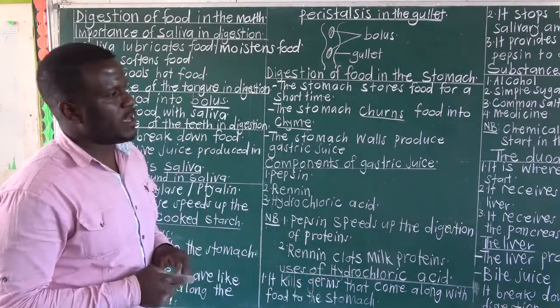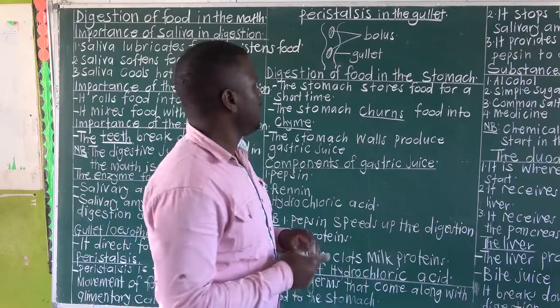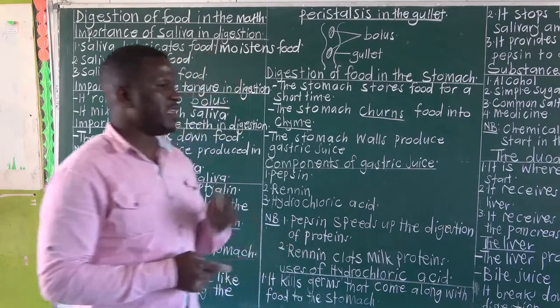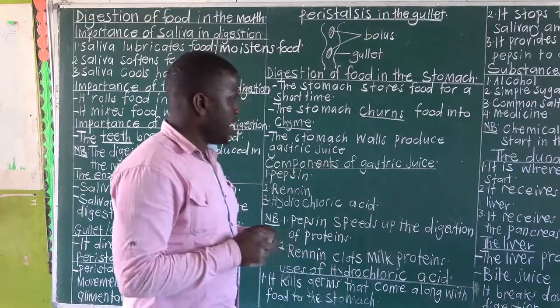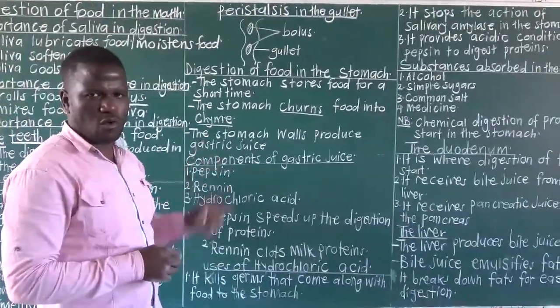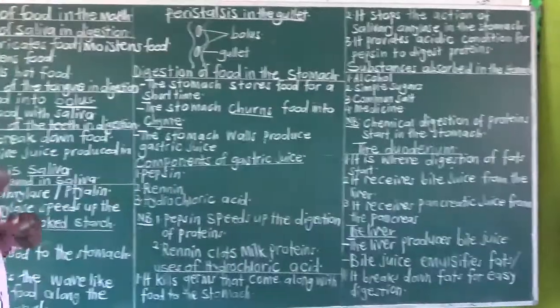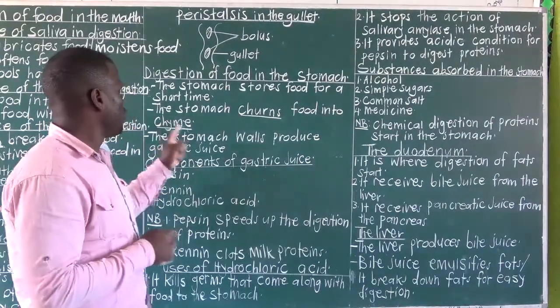Remember, when we were looking at types of digestion, we said we have chemical digestion and mechanical digestion. And we said mechanical digestion takes place in the mouth by the help of the teeth. Then it also takes place in the stomach by the help of the stomach walls. So stomach walls churn food or break down food into smaller particles called chyme.